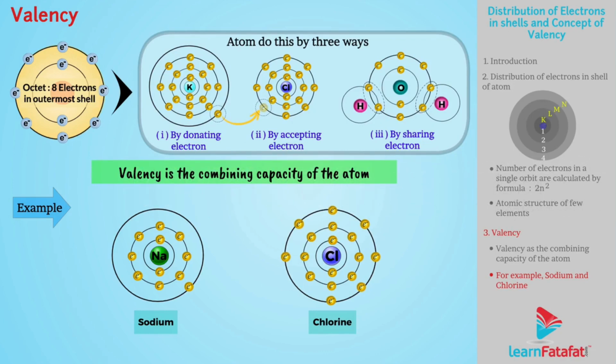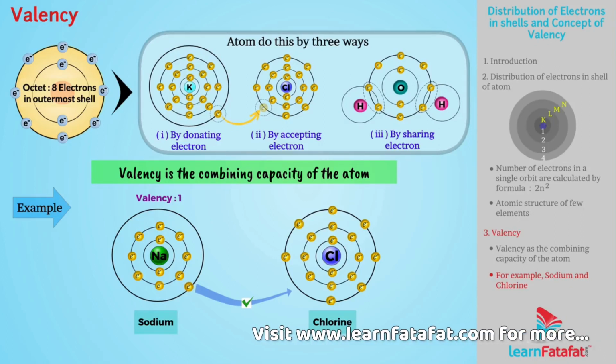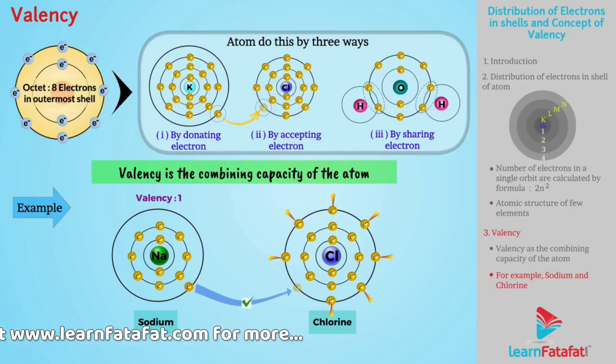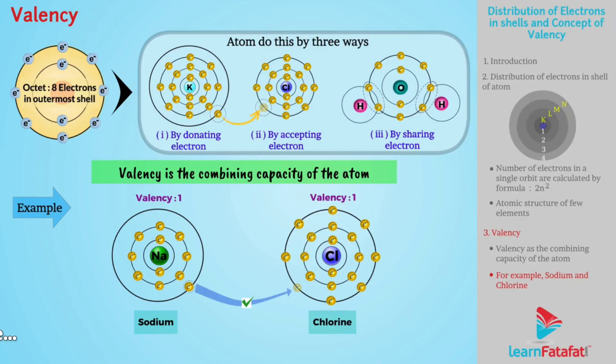For sodium, it is very easy to lose 1 electron rather than accepting 7 more electrons to gain stability. Hence, the valency of sodium is 1 and not 7. For chlorine, it is easy to accept 1 electron rather than losing 7 electrons. Hence, the valency of chlorine is 1 and not 7.